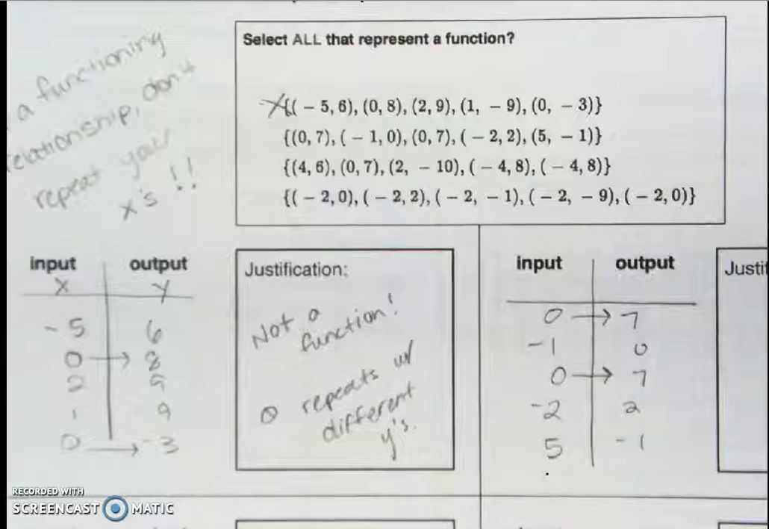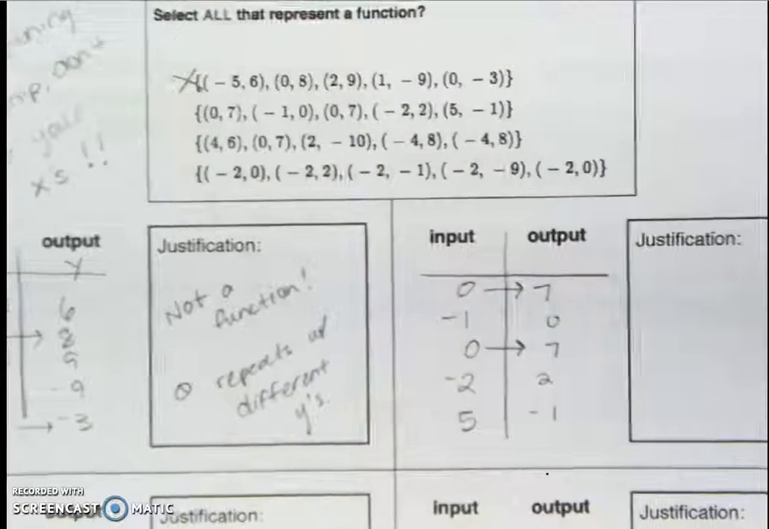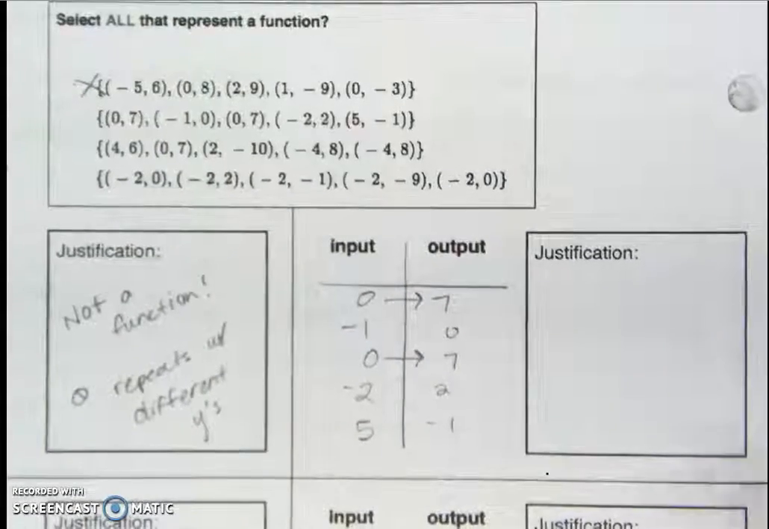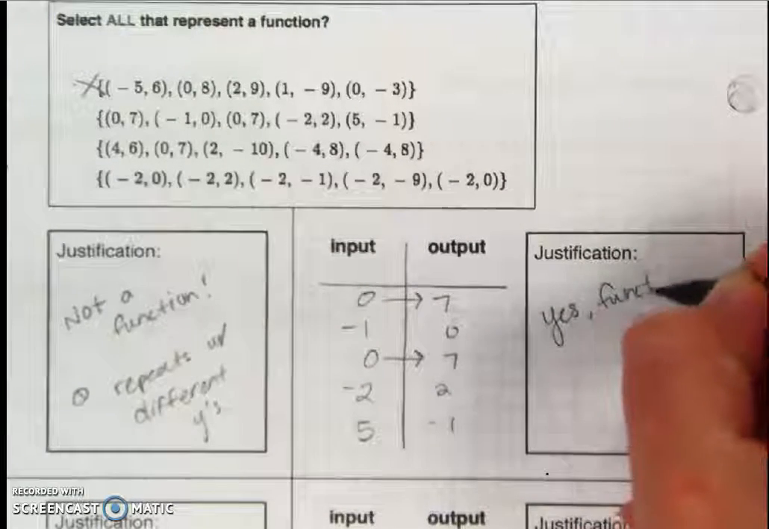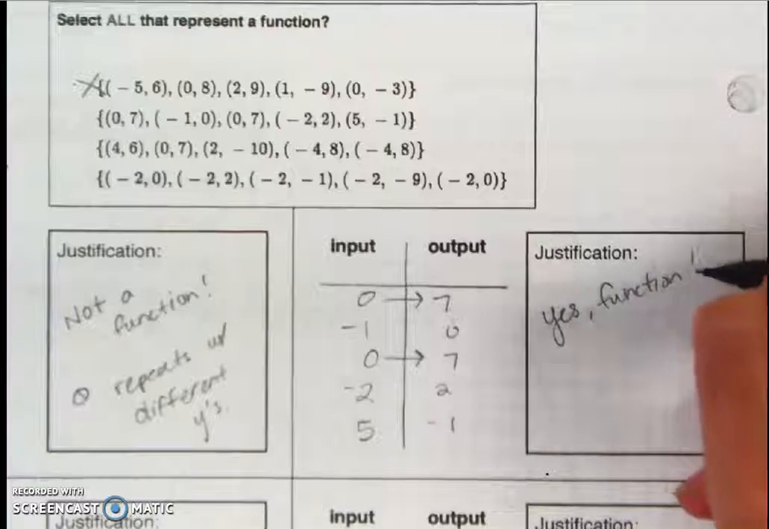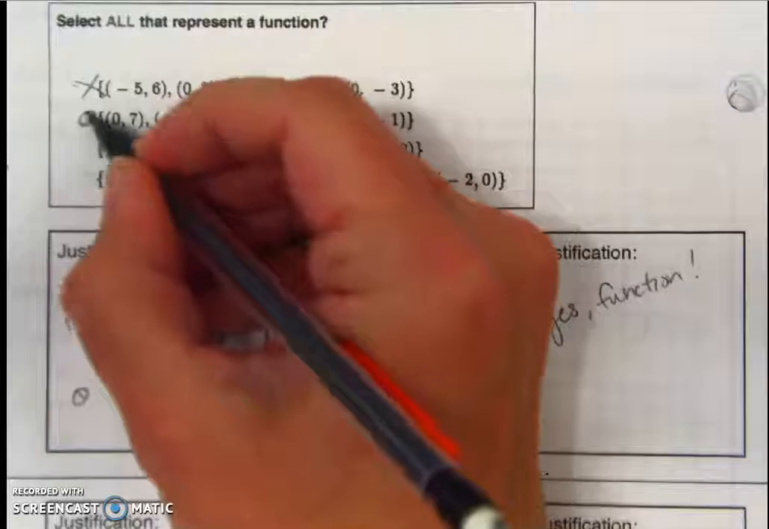So they tried to trick us. They actually put the same number. They just listed it twice. That's okay. That's not going to be two different answers. It just means they inputted the same number twice and got the same answer. So this one is yes. Function. Nothing repeats with different outputs. So this one is good to go. I'm going to circle that.